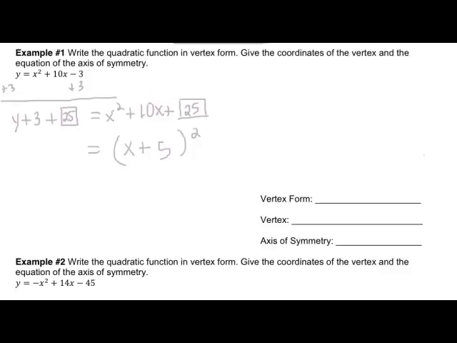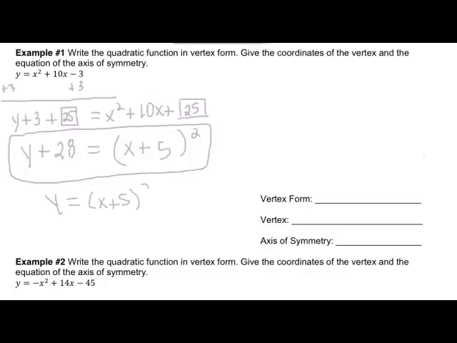So on the left hand side, we get y plus 25 plus 3, which is 28. Now you can leave it like this for vertex form, or we can also subtract 28 from both sides to get y equals x plus 5 quantity squared minus 28. Both of these equations are considered to be in vertex form, so whichever way you write it, either way is correct.